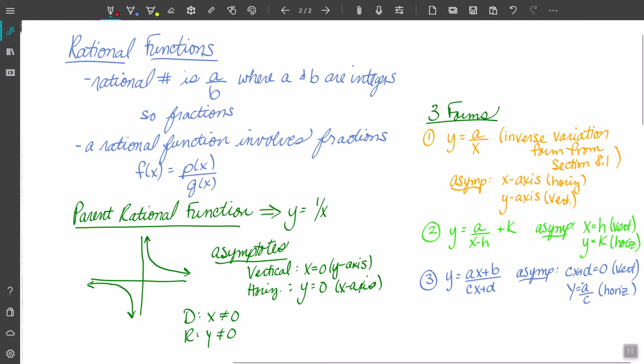Still not difficult, as long as you remember that to find the vertical asymptote, we're going to set the denominator equal to 0 and calculate our x value. And to find the horizontal asymptote, we're going to put our a value, the coefficient on the x term in the numerator, over the coefficient on the x term in the denominator. So a over c.